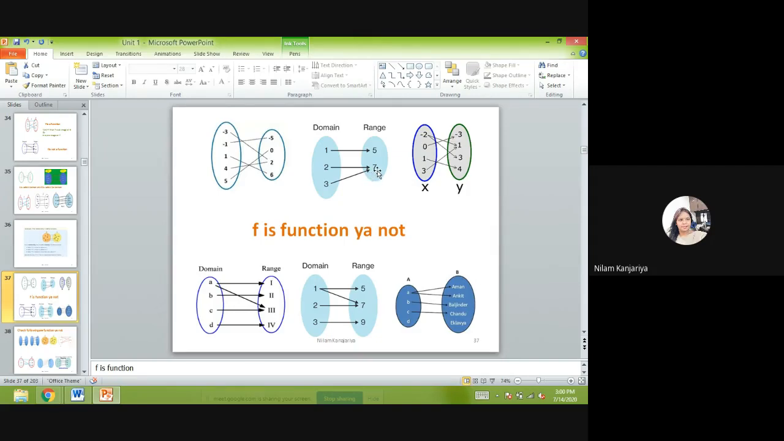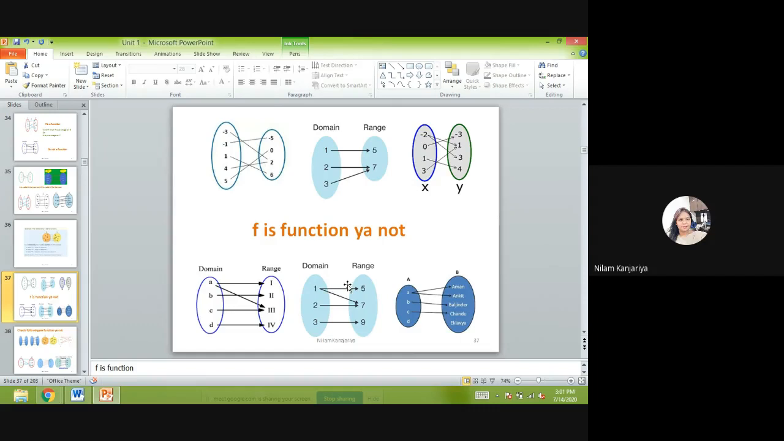If 1 is related with 5 and 1 is also related with 7, such a relation is not a function. But every element is related with a single element, so such a thing is known as a function. Here, look at the last figure. A is a name, and this person is related with two. It is not possible. One person has two names.